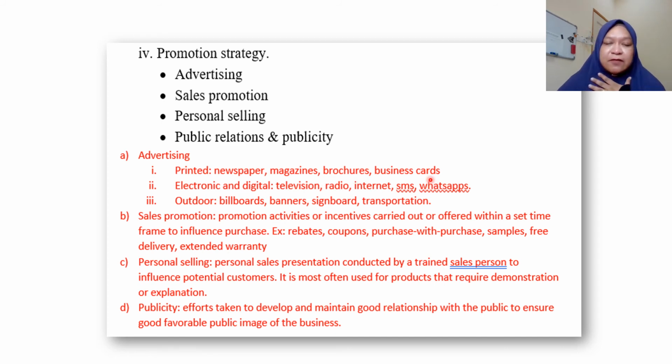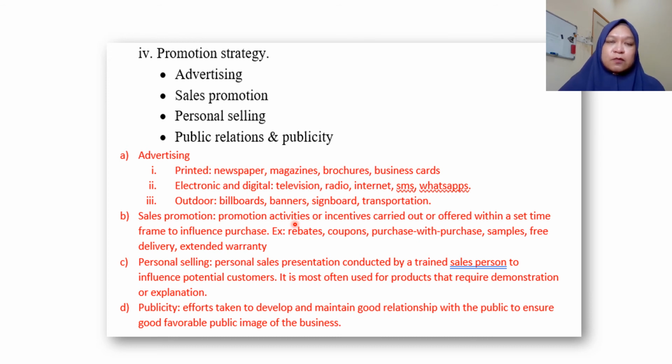I want you to explain further. If you use the newspaper, what newspaper? If you use brochures, where do you distribute the brochures? For electronic and digital, let's say you use television or radio. For outdoor, for example, you have billboards, banners, signboard, transportation. Transportation means you put your advertising on public transport, or your own transport. So explain all the things that you do so that it will be clear.